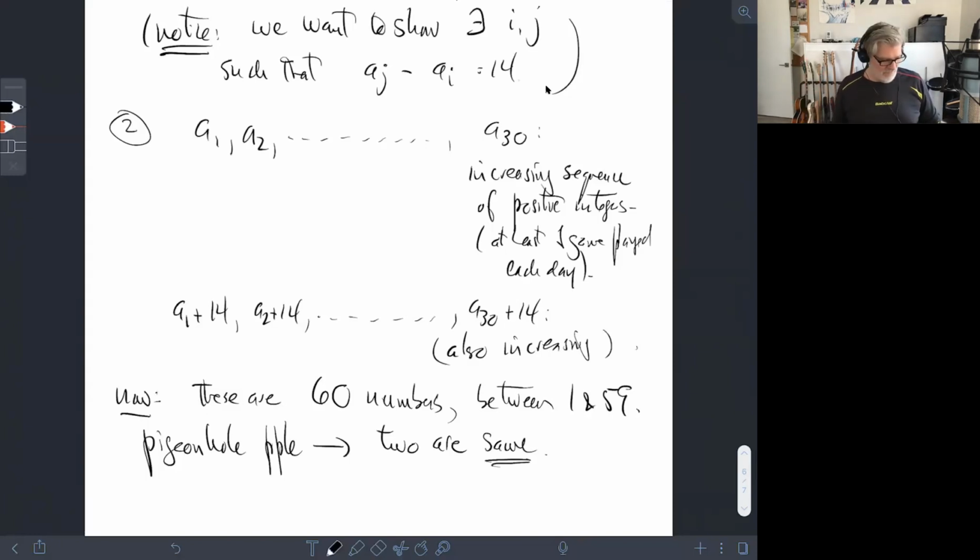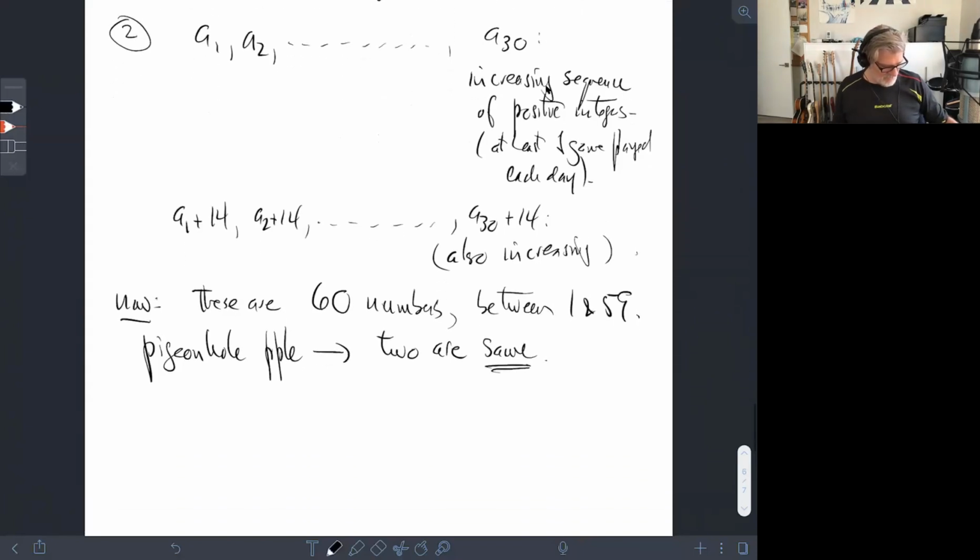Now, we hope that the 14 works, right? So look at those first 30 numbers, A1, A2, right up to A30. They're all different, since we said it's an increasing sequence. Same for the next 30. I'm not saying they're in order, I'm just talking about my list. So A1 plus 14 right up to A30 plus 14, these are all different. So if the first 30 are all different, the next 30 are all different, and I have two which are equal, they have to come from different lists.